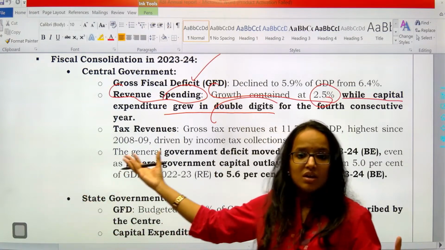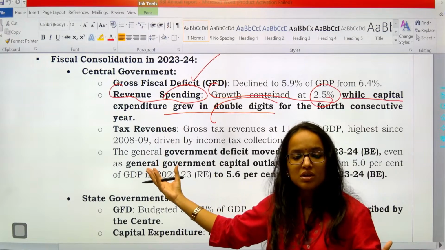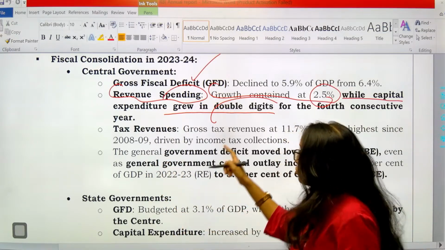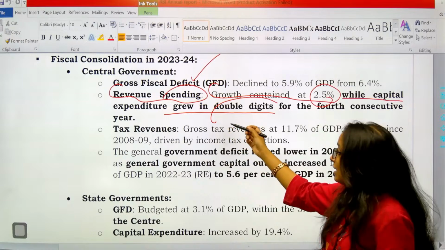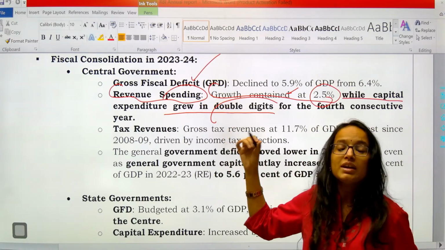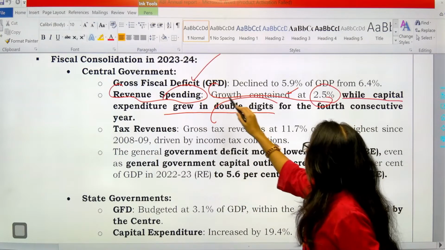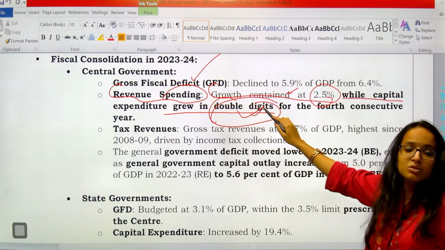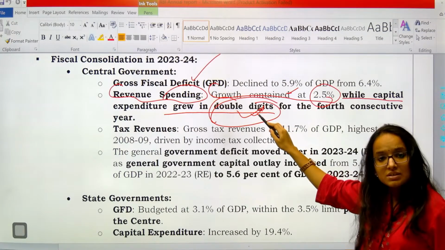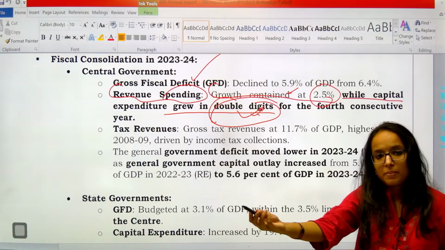As you know, capital expenditure is the expenditure in capital assets or capital goods which further generates income. So it is very praiseworthy that revenue spending has been contained at 2.5, because it does not lead to any income generation, and capital expenditure grew in double digits. That is a good sign because capital expenditure is investment into assets that is going to pay back to your economy and to you in future, isn't it?